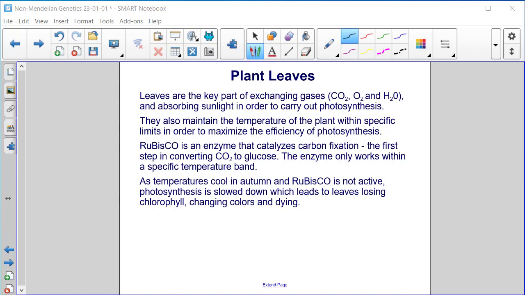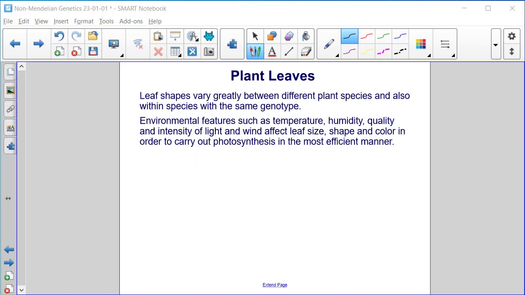As temperatures cool in autumn and Rubisco is not active, photosynthesis is slowed down, which leads to leaves losing chlorophyll, changing colors, and dying. Leaf shapes vary greatly between different plant species and also within species of the same genotype. Environmental features such as temperature, humidity, quality and intensity of light, and wind affect leaf size, shape, and color in order to carry out photosynthesis in the most efficient manner.